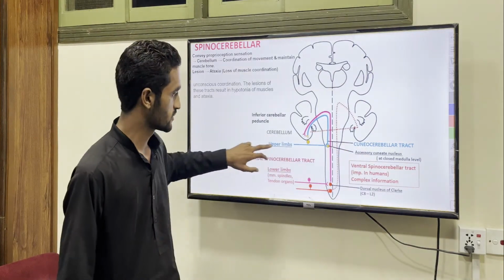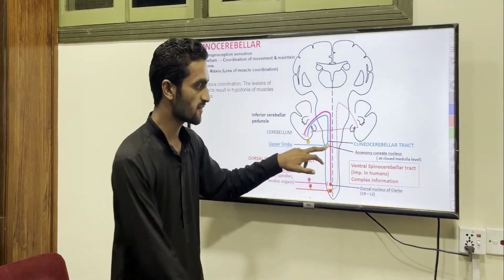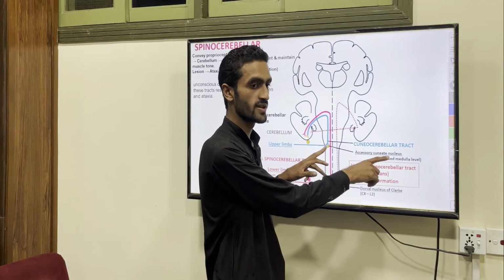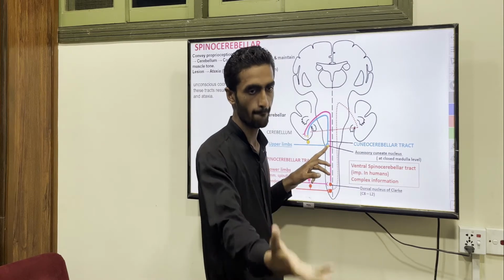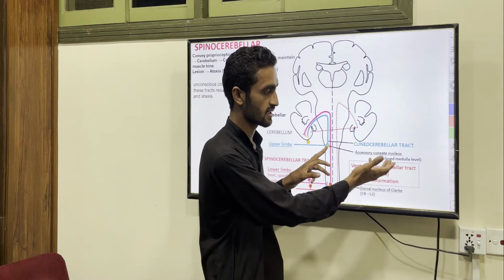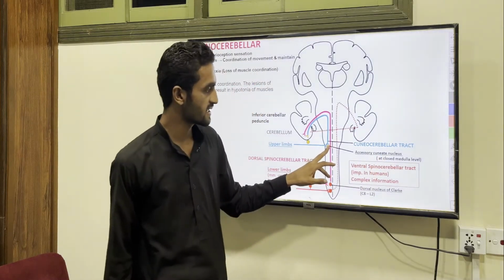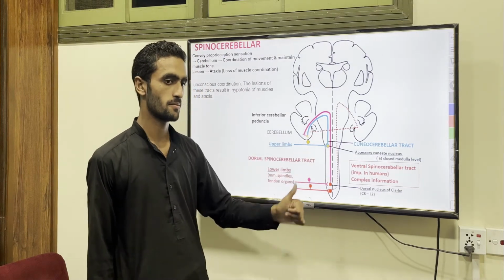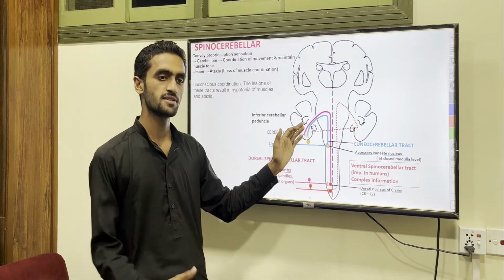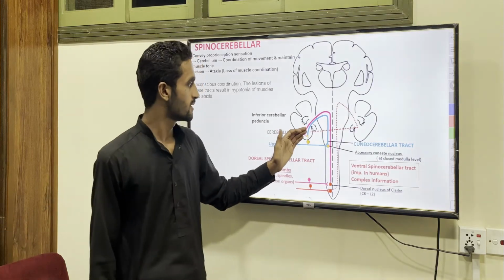Right. So they enter here, and the name of this is the accessory cuneate nucleus, which you cannot find in the spinal cord. It's present at the medulla level. So they enter here and go by the inferior peduncle into their ipsilateral cerebellum. Are you good with that?